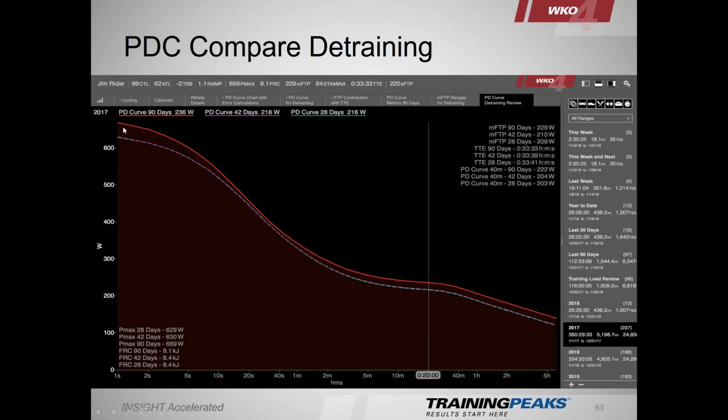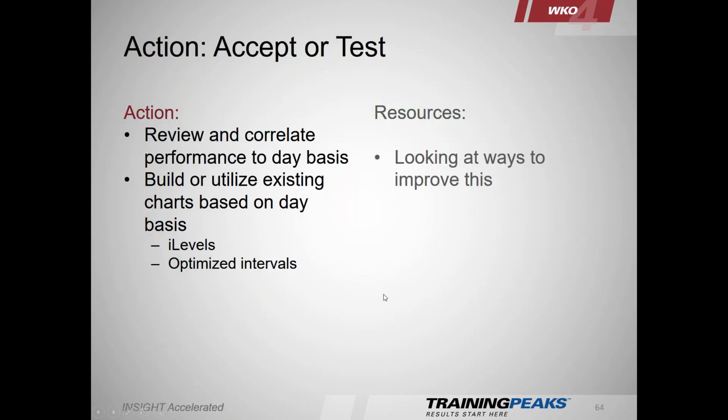You could do the same in curves. So all this is 3 power duration curves. I bet you can't see that color differentiation, but there's actually 2 curves side by side there. A 90-day, a 42-day, and a 28-day curve. And these are just power duration curve detraining review. You can look these up and take a peek at them. All in there for your use. So just review and correlate those charts.